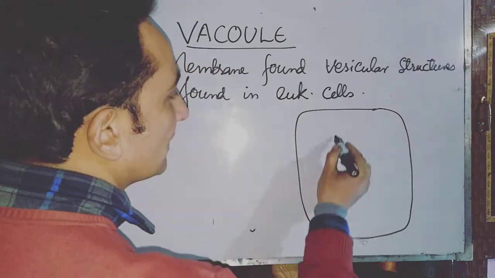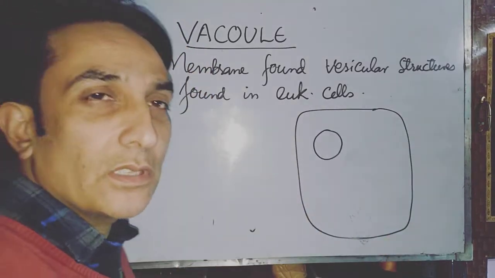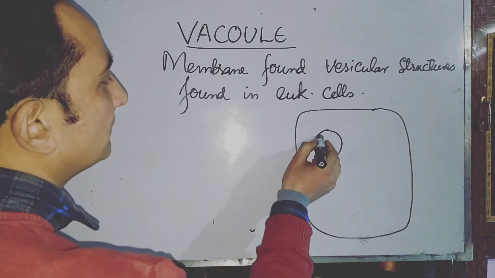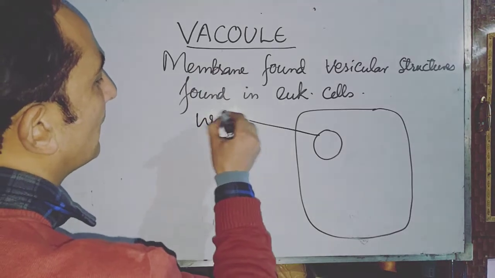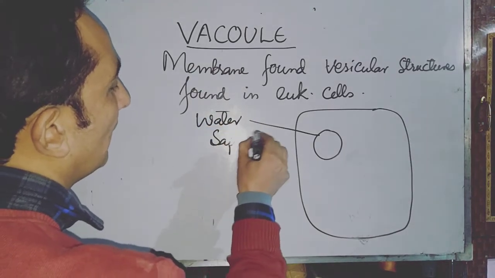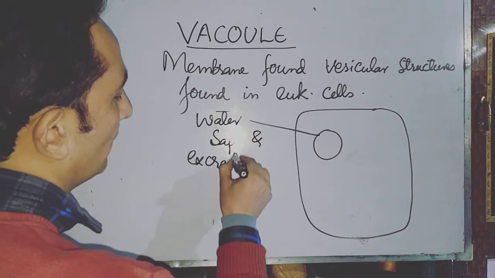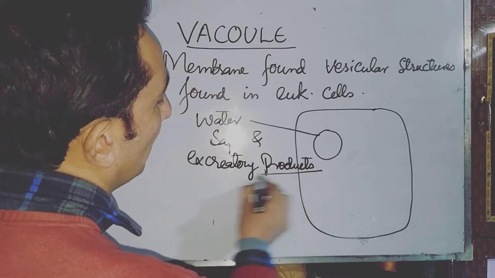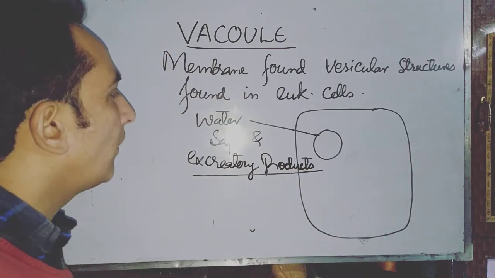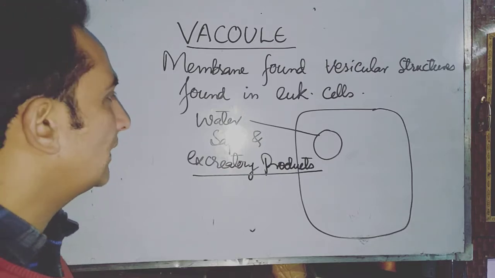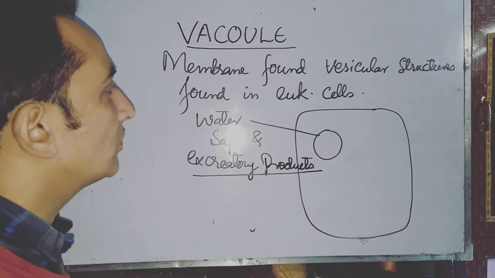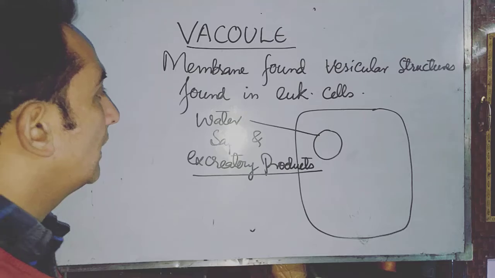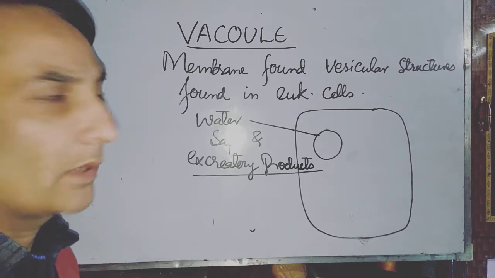So vesicles are structures like this. They are membrane bound spaces in the cytoplasm which contain materials like water, sap, and excretory products. All these materials are not useful for the cell. I don't say that every material in the vacuole is not useful for the cell, but most of the materials stored by the vacuole are not useful for the cell.